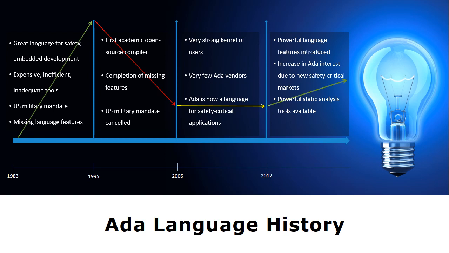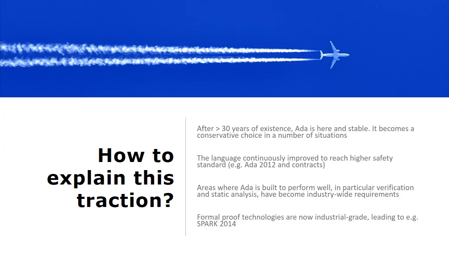As the language continued to progress, new markets have picked up on the benefits of Ada and have started using it in their safety-critical applications. And now, with the advancement of static analysis and formal methods technology, developers can catch bugs and potential issues during their development process instead of during costly integration periods. So how do we explain the renewed interest from the tech community in an old language?